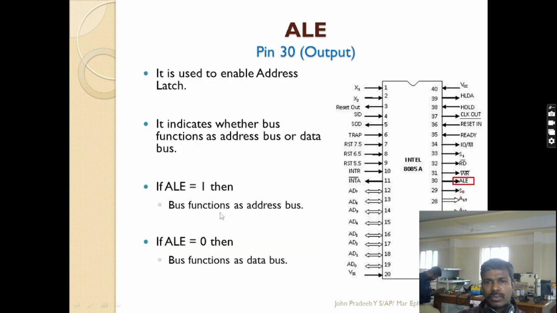Next we are going to see ALE. ALE is used as a control output, address latch enable. It is used to latch, that is, to enable the address or data by using the AD pins. If ALE is 1, the bus function is the address bus. If ALE is 0, the bus function is the data bus. So it is used to enable or select address or data on the AD0 to AD7 pins.